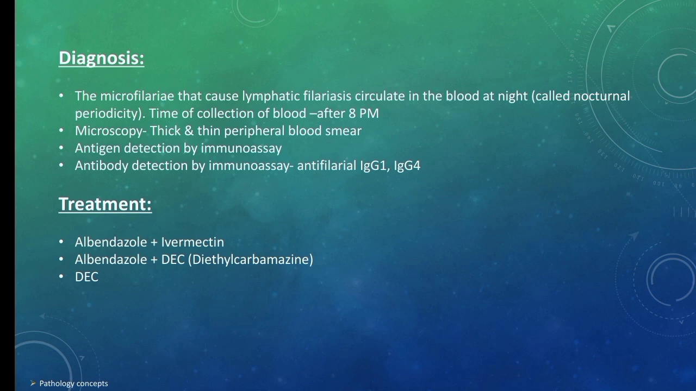Diagnosis is mainly done by light microscopy. Peripheral blood smear: collection of blood at night after 8 p.m. is a must because they have nocturnal periodicity. Other tests include antigen detection by immunoassay and antibody detection by immunoassay, like anti-filarial antibody IgG1 and IgG4. The treatment is albendazole plus ivermectin, albendazole plus DEC, or only DEC.